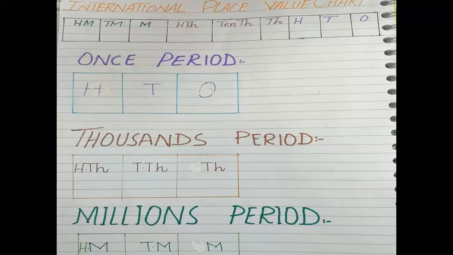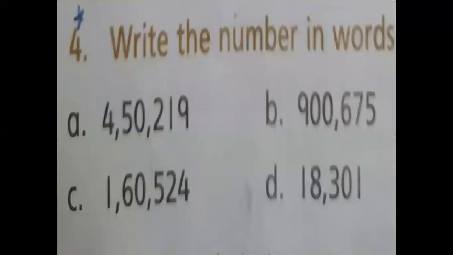In class 4, you did up to 100,000. In this class, inshallah, we will do the next period, which is called the million period. And there are also 3 blocks there: million, 10 million, and 100 million. Now come to the question, and remember that when you are doing this type of question, always make the table for it, because it will be easy for you to write in words.